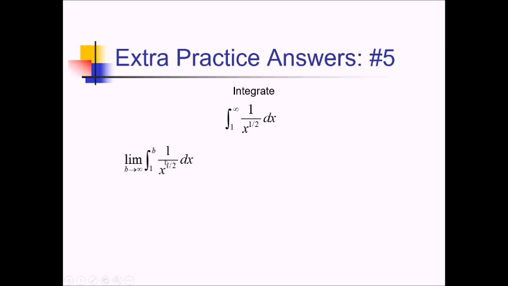For the antiderivative here, this is really x to the negative 1/2. That bumps up to a positive 1/2. Dividing by that, we're really multiplying by 2. So we have 2x to the 1/2 power. We still have the limit as b approaches infinity, still going from 1 to b.